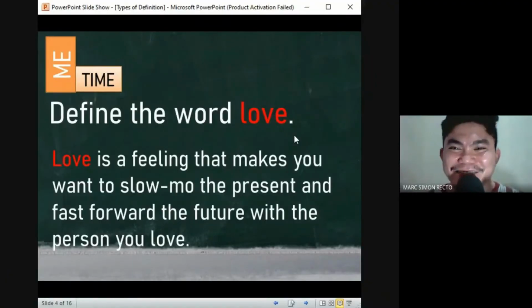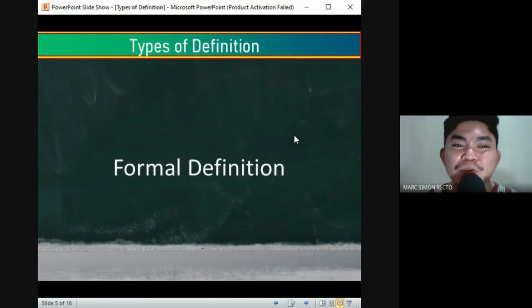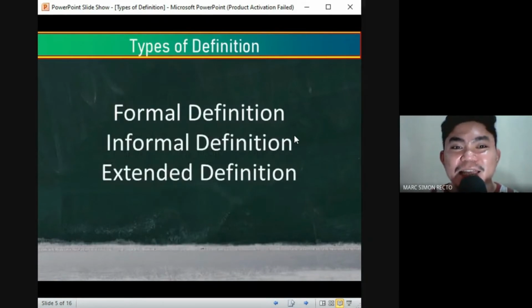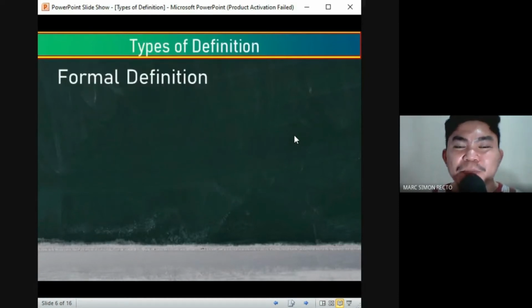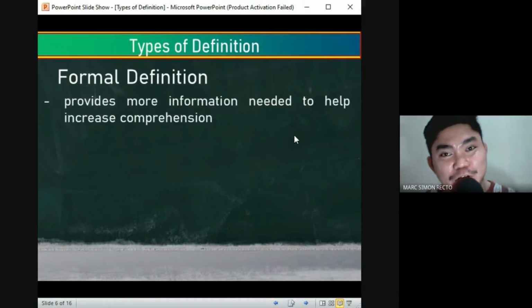Good. Let's continue. This time we'll be having the types of definition: formal definition, informal definition, and the extended definition. Let us start with the first one, formal definition. Formal definition provides more information needed to help increase comprehension.